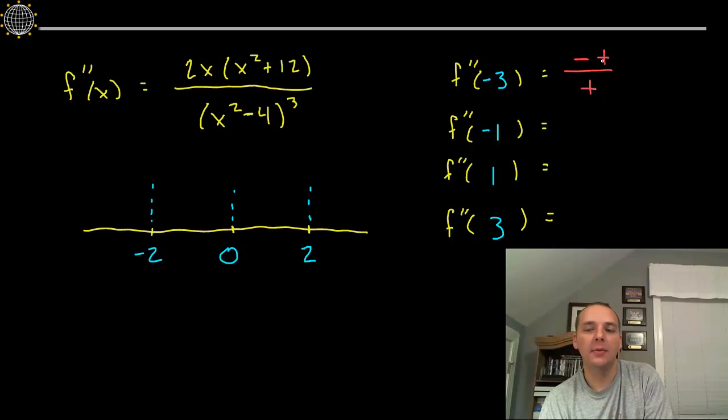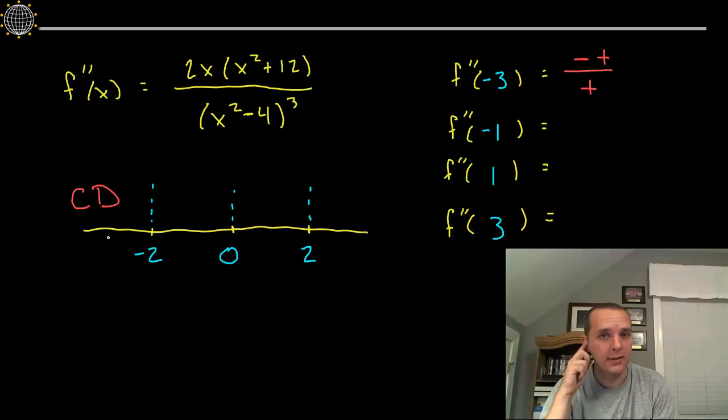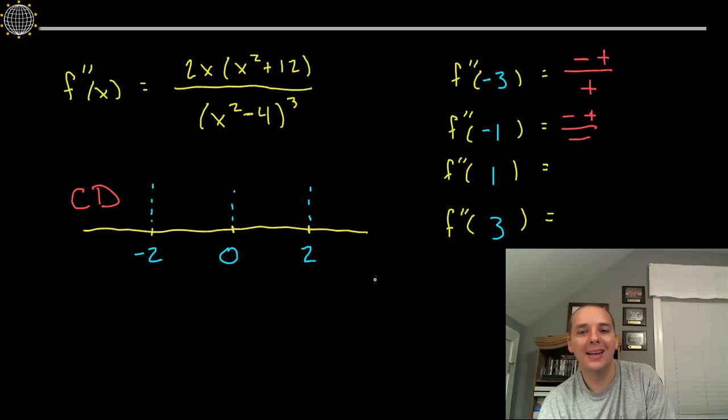Now, this net result is a negative quantity, indicating back here where this test point is, the function is concave down. Pardon my abbreviation, CD will just abbreviate concave down. If we plug in -1, we'll get a negative times a positive divided by a negative. Net result, positive, indicating the function is concave up there.